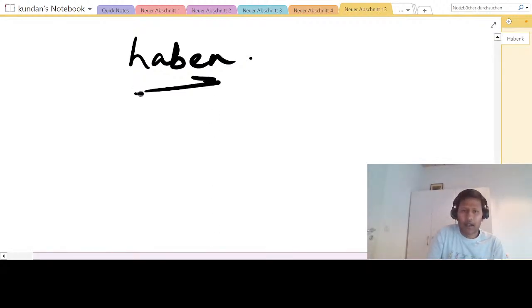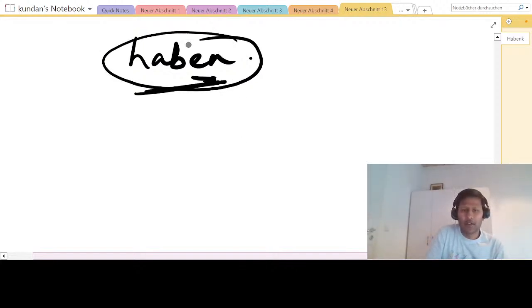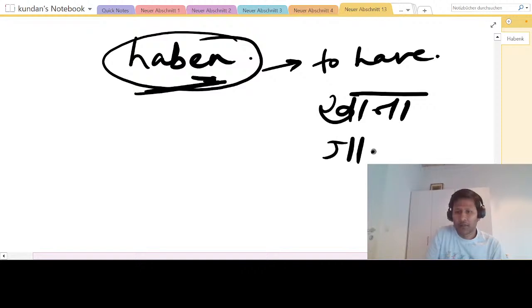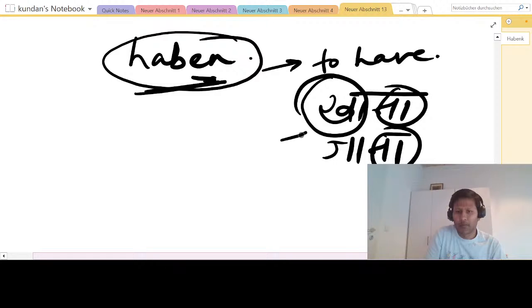Yeah. So let me summarize this quickly for you guys to have a better understanding. This is the main verb, whose meaning is to have. Haben is to have. Like in Hindi we say khana, jana. We remove the na and keep only the base part, kha and ja, and then we add khata, jata and all that.